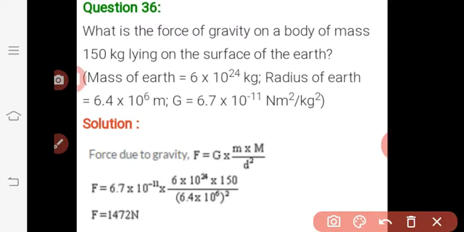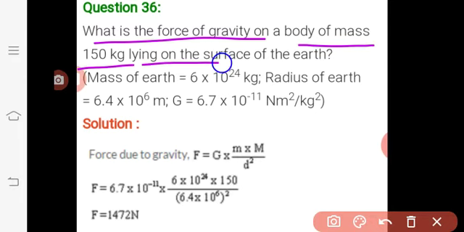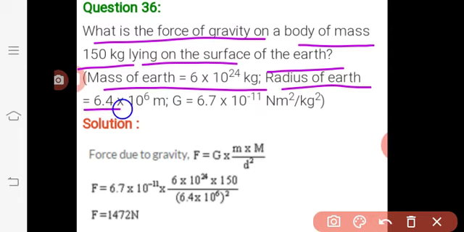Now next is: what is the force of gravity on a body of mass 150 kg lying on the surface of earth? Mass of earth is 6.6 multiply 10 raised to power 24 kg. Radius of earth is 6.4 multiply 10 raised to power 6 meter, and G value is given that is 6.7 multiply 10 raised to power minus 10 newton meter square per kg square.